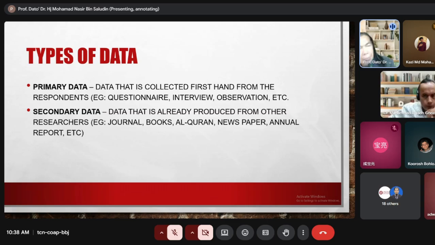Types of data. Primary data is collected first hand from the respondent, for example questionnaire, interview, observation. Secondary data is already produced by other researchers, from journals, articles, books, Al-Quran, newspapers, annual reports, etc.